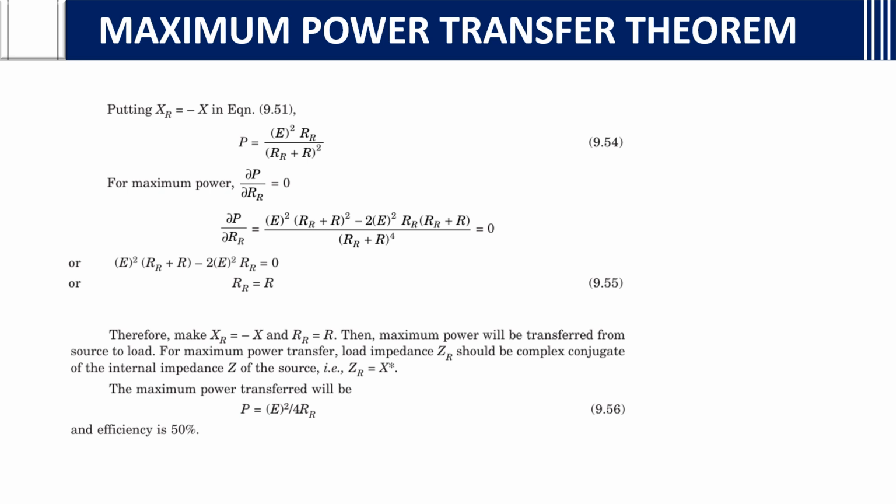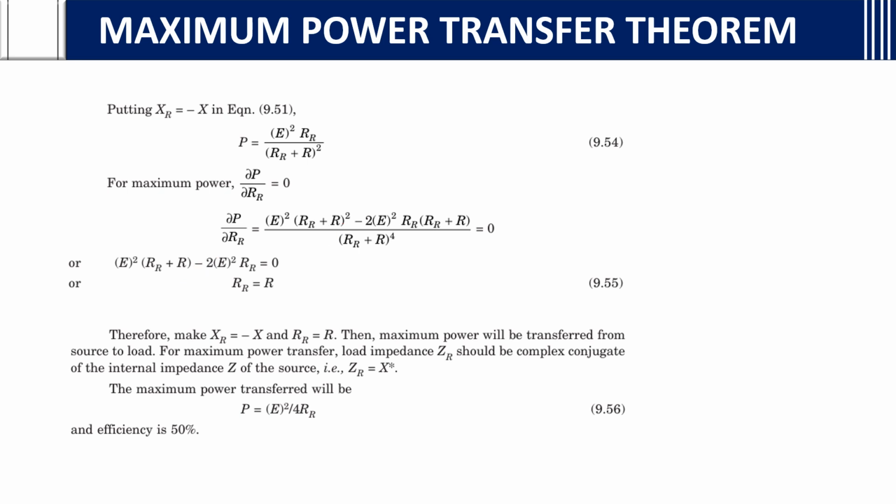Here you need to do differentiation. After doing differentiation, you need to equate it to 0 for maximum power. After equating to 0, if you calculate this, you will get e square r into rr plus r minus 2 e square rr is equals to 0. And if you equate this, there will be cancellations happening here. After cancellation, rr will be equals to r. If you calculate this equation, you will understand rr is equals to r.